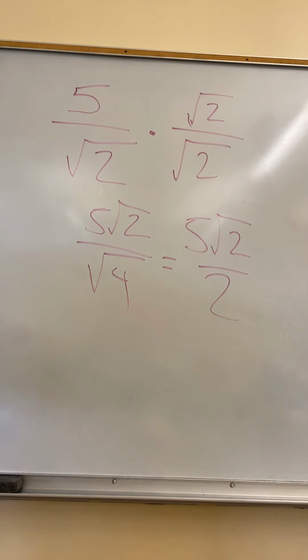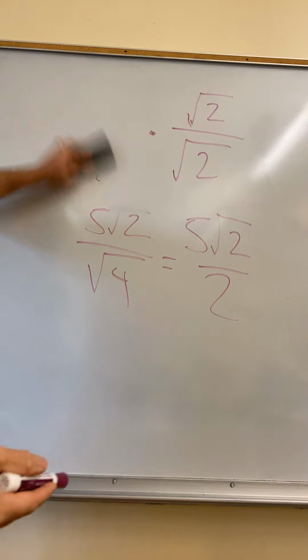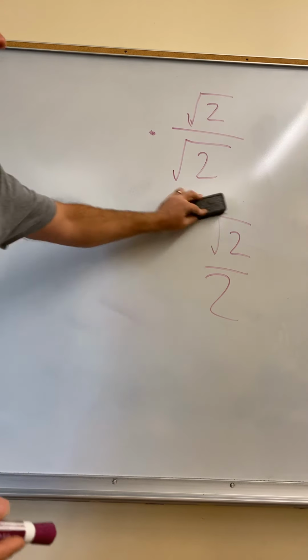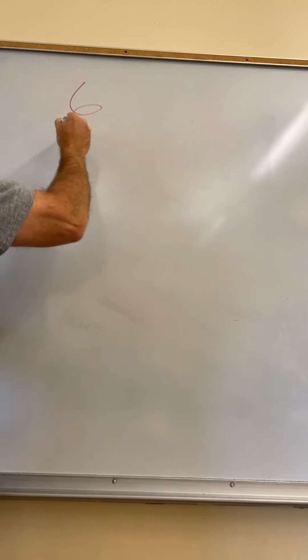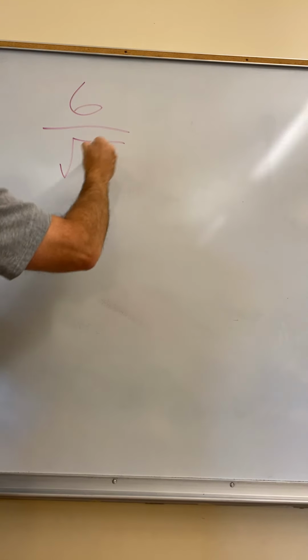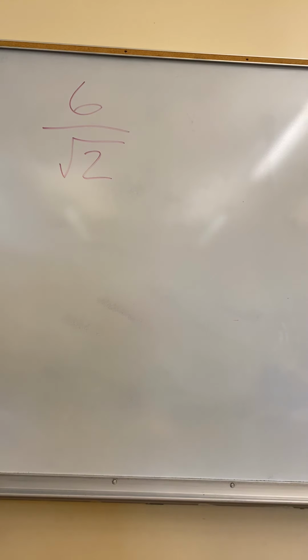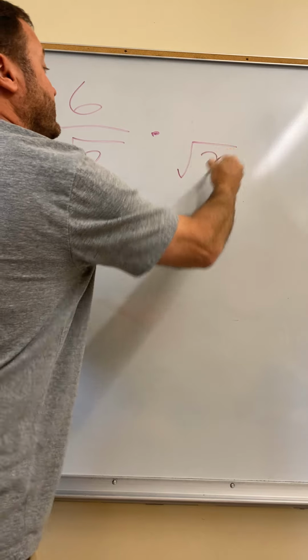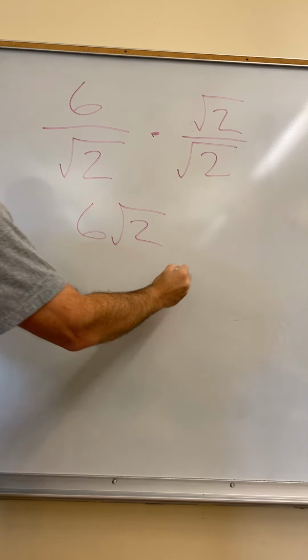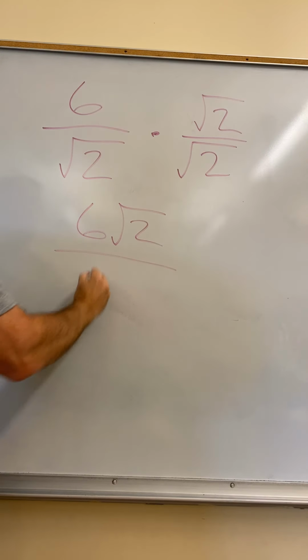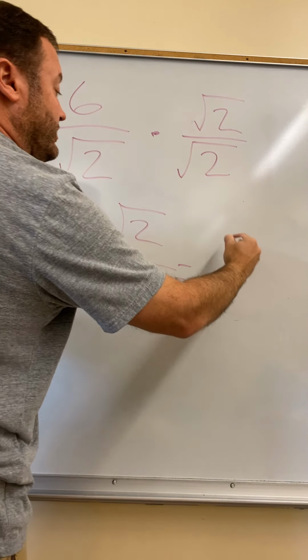Now there's also some special cases that go along with this. First type of special case is going to be, let's say the top is a 6 and the denominator is square root of 2. So go ahead and try to rationalize this one. So we're going to multiply the top and bottom by square root of 2. So I get 6 square roots of 2 on top, and on the bottom I get the square root of 4, which simplifies to 2.